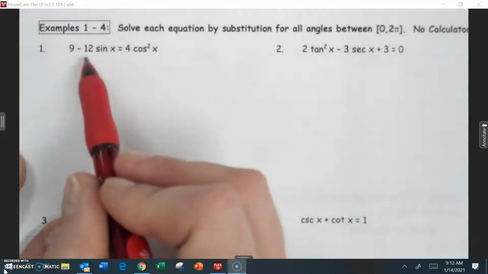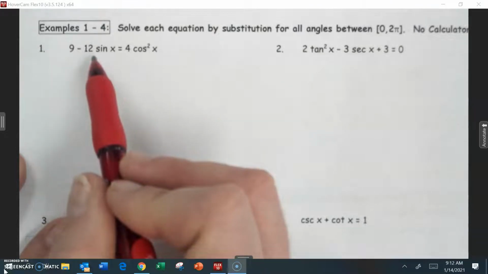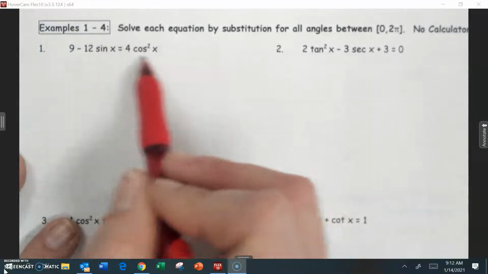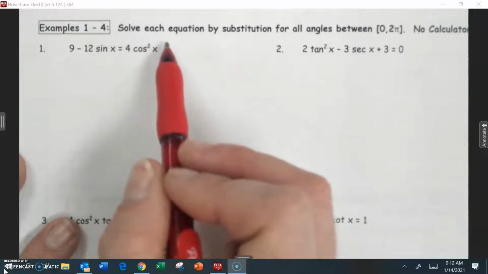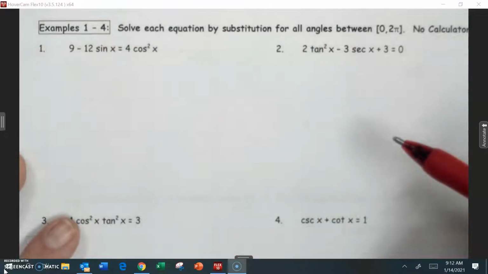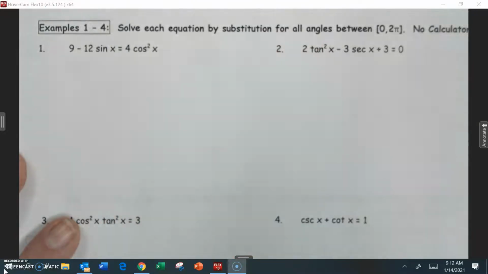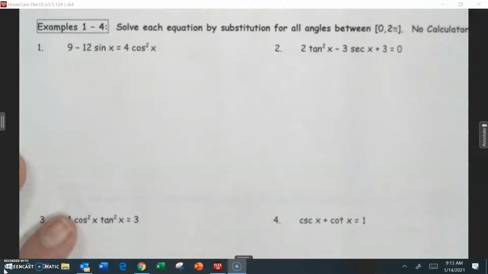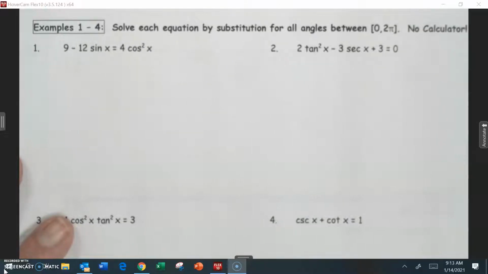We have to figure out, how do I get everything either this needs to become cosine squared of x, or this needs to become sine of x. Somehow, some way. We either need all sines, sine squareds, or all cosine, cosine squareds. You with me? Like having all x's and x squareds or all y's and y squareds. So looking at your identities, does anybody have a suggestion for me? And it's okay if you don't. Notice this is no calculator. Is anybody thinking of something?